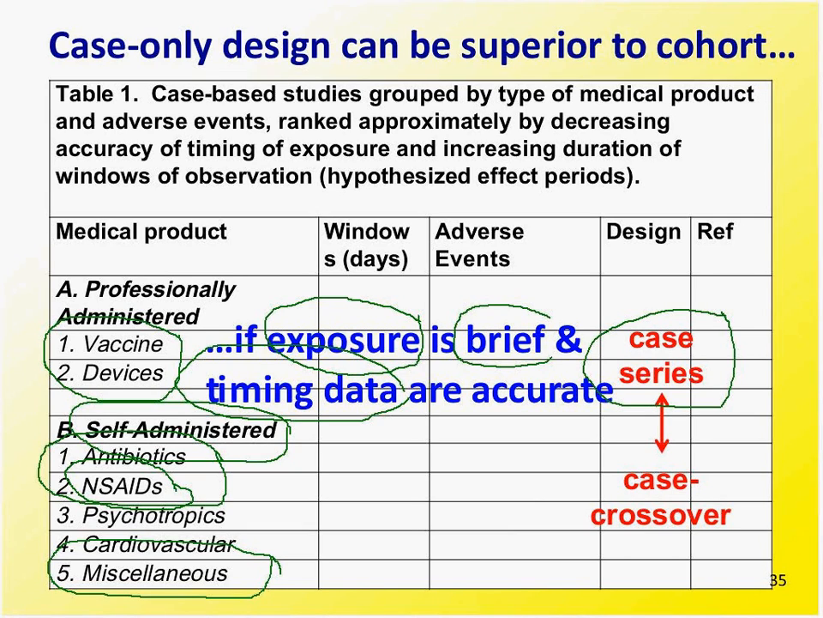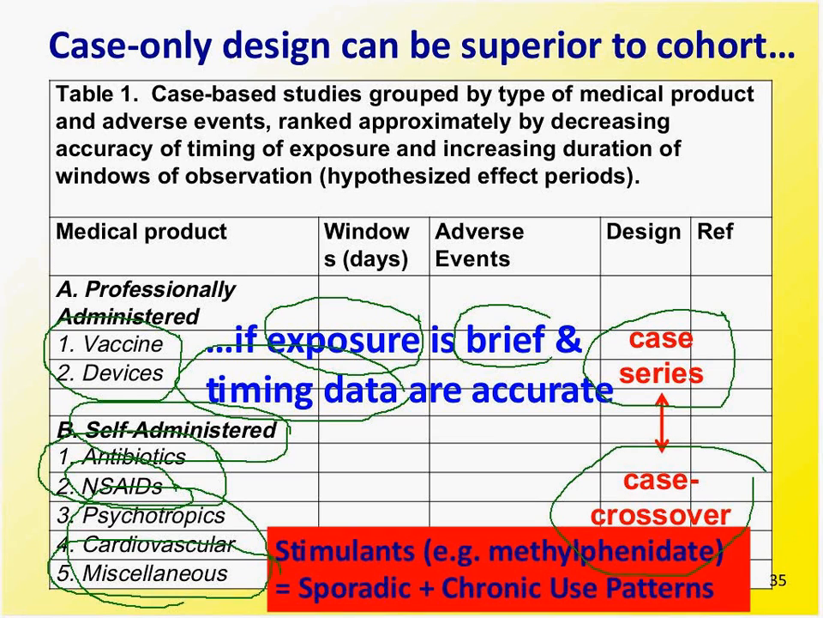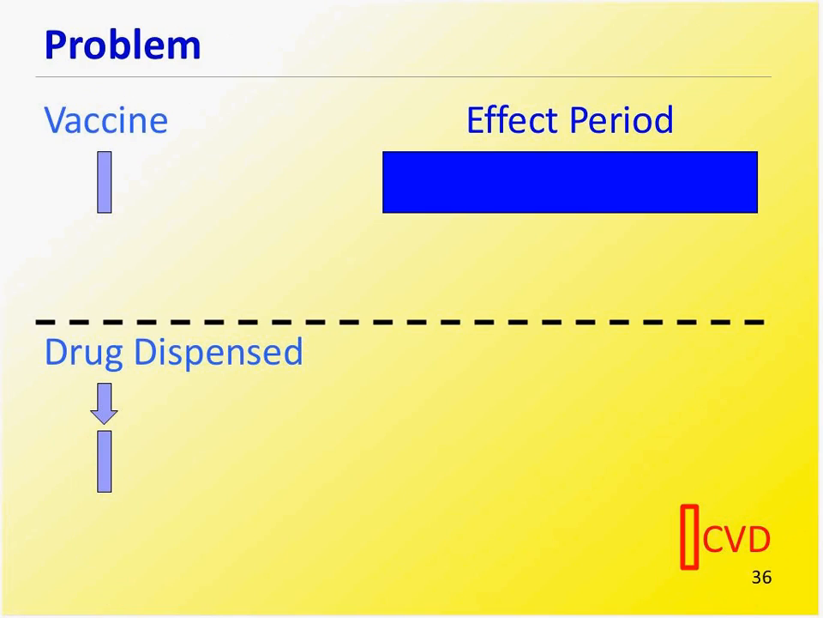But if you've got accurate outcome events and inaccurate exposure events, then it makes sense to shift your design and thinking around the item that is accurately measured, namely outcome, which puts you in the case crossover domain. We did this with methylphenidate, which involves sporadic use, and we were looking at myocardial infarction and other outcomes.